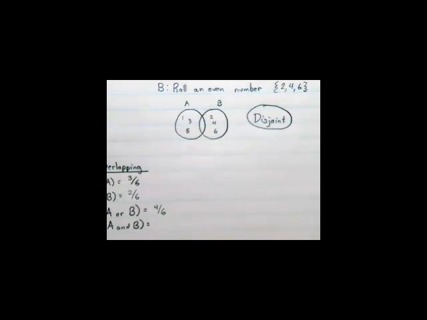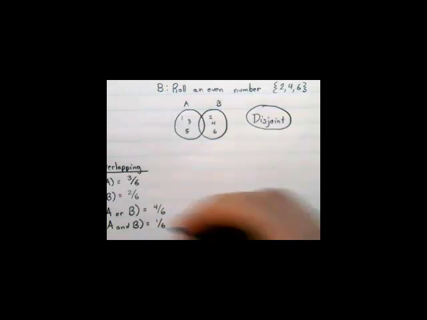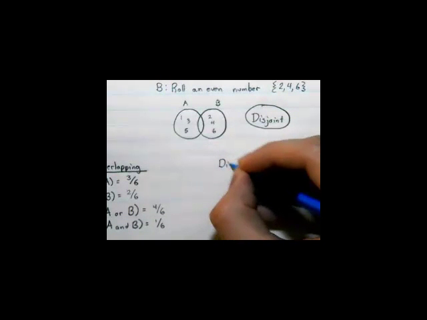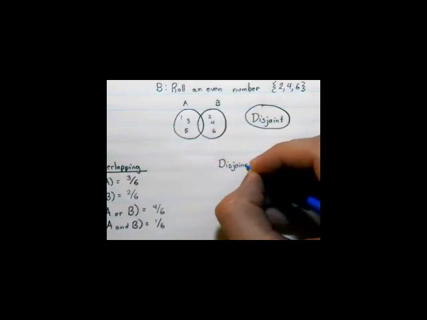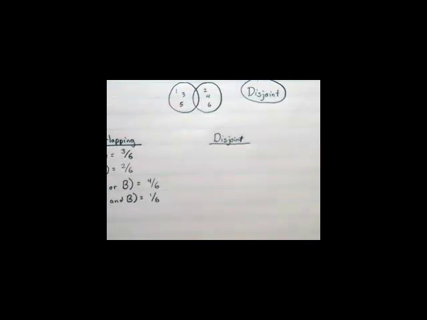Okay, and then what's the A and B? So I need a number that is both even and less than 3. 1/6. There's only one number that works. What's that number that works? 2. Okay. We're going to come back to those in a little bit. But does that make sense how we came up with all of those, though? Okay. Same thing. A, probability of B, A or B, and then A and B.